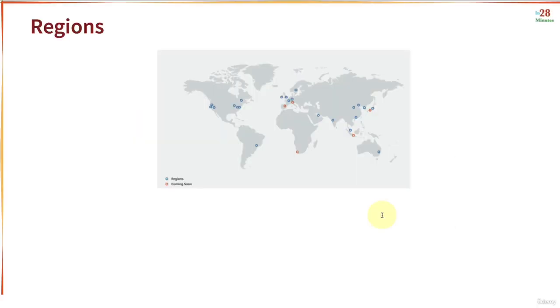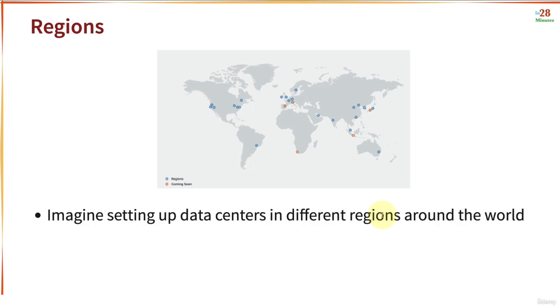In this step, let's talk about regions and zones in AWS. In the last step, we talked about the advantages of having multiple regions and multiple data centers. Now, imagine setting up data centers in different regions around the world. Will it be easy? The answer is no. If you want to set up infrastructure all around the world, you would need a large team.